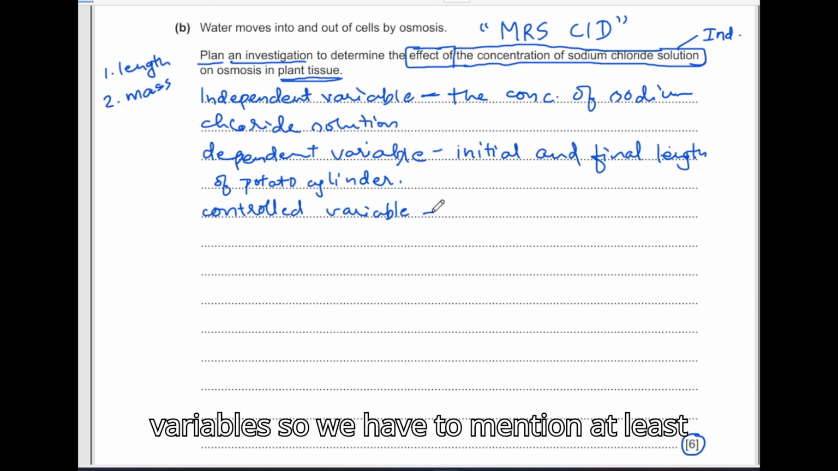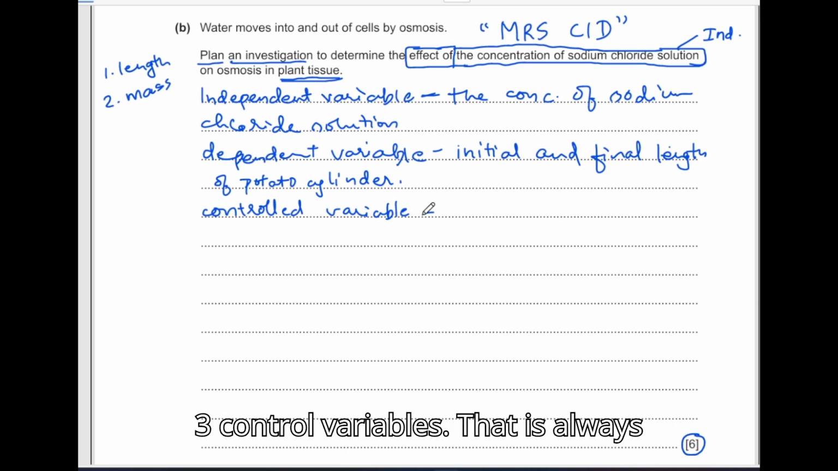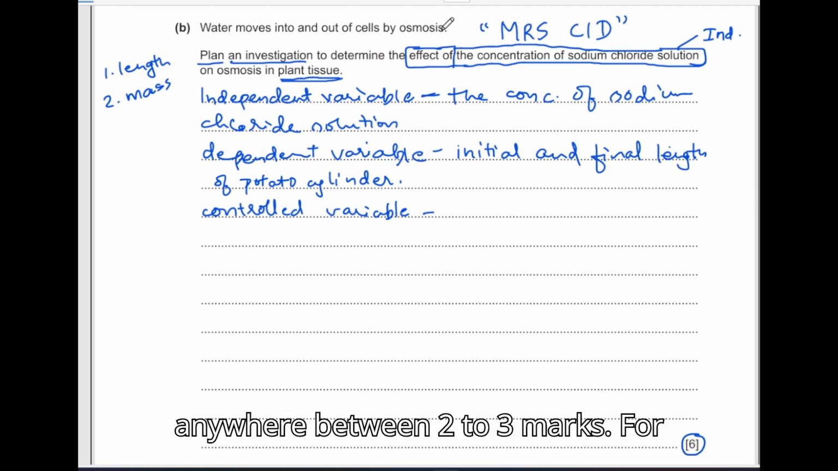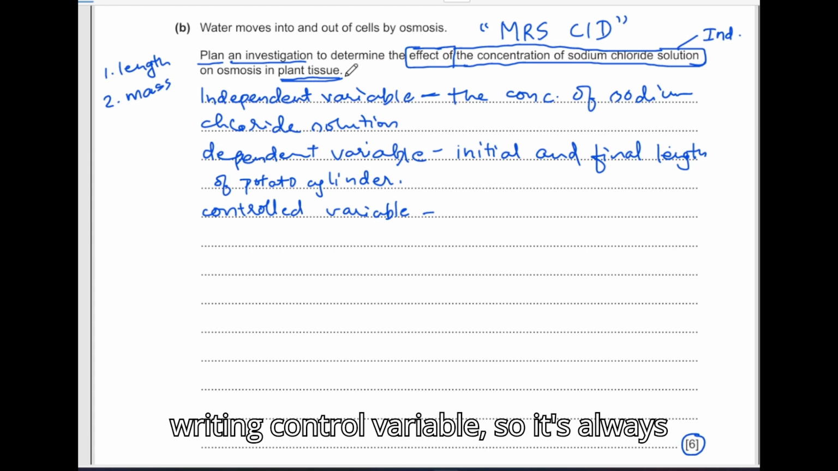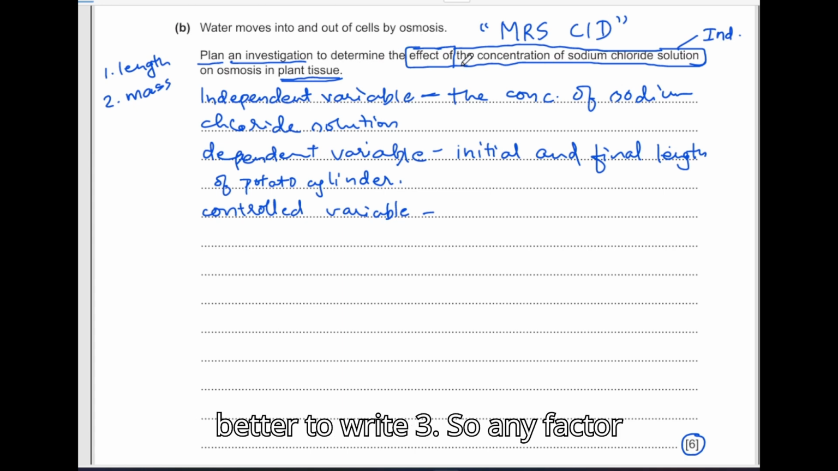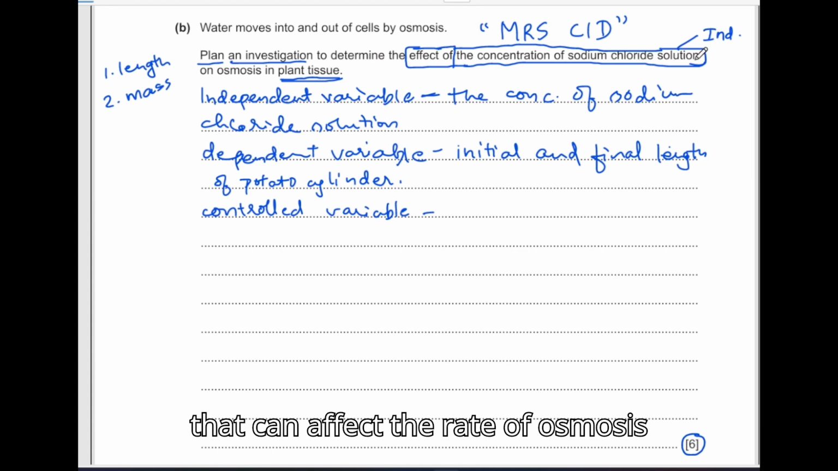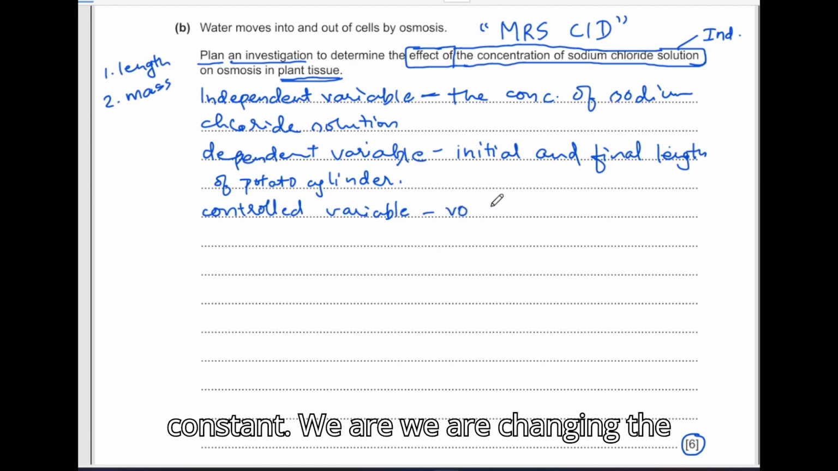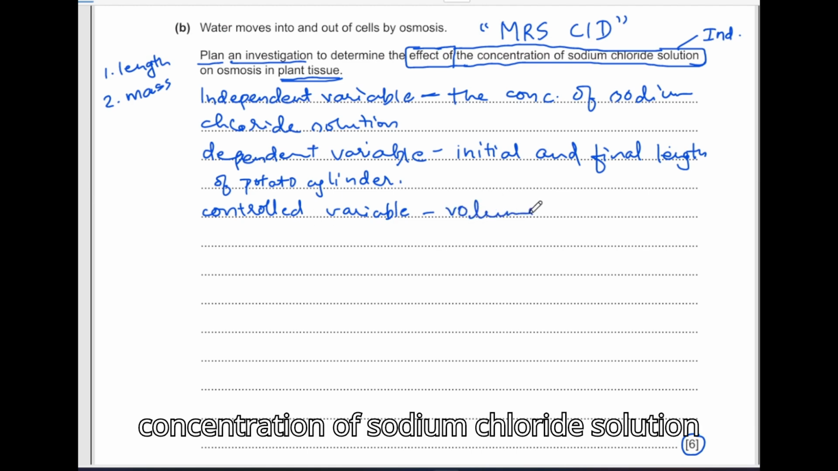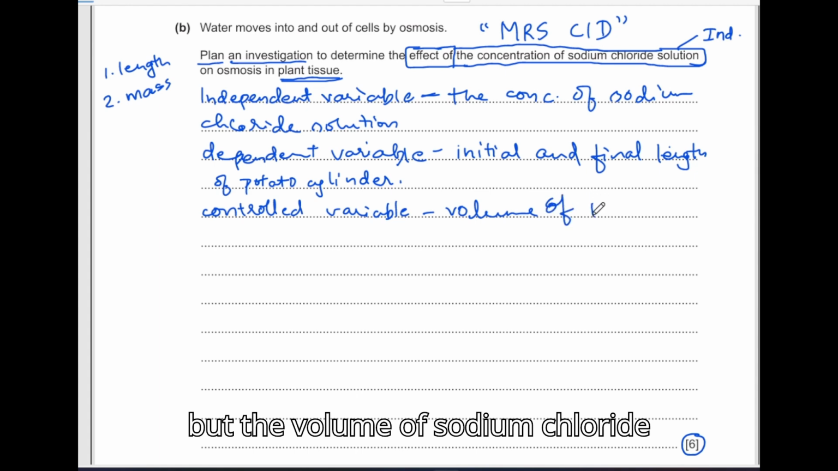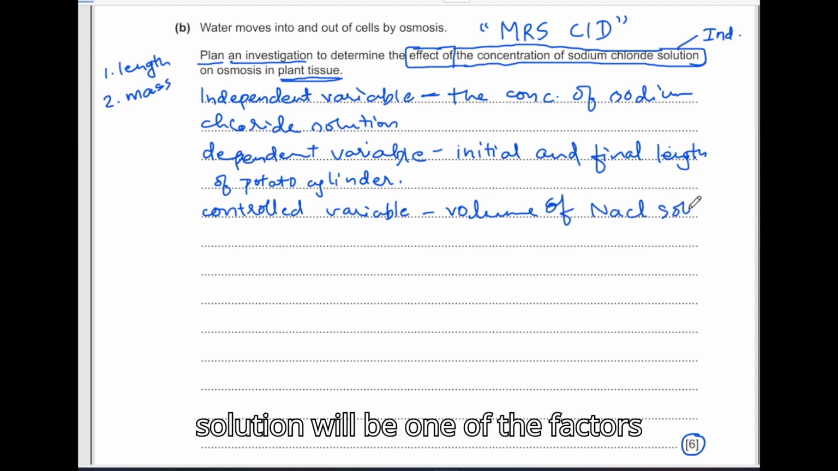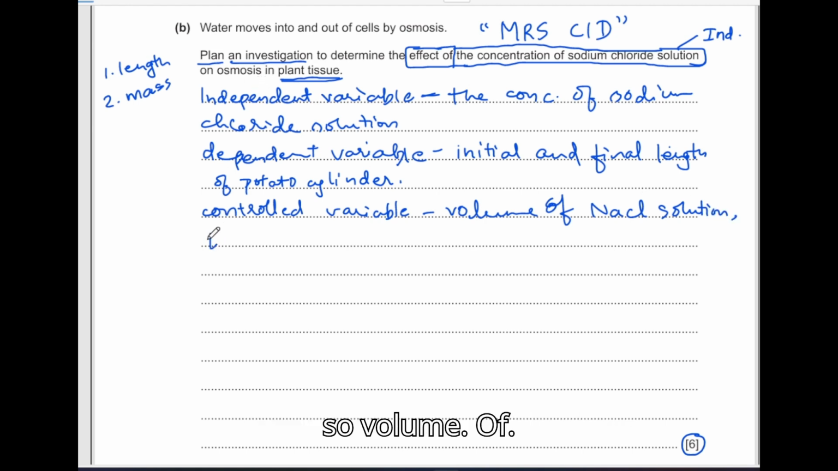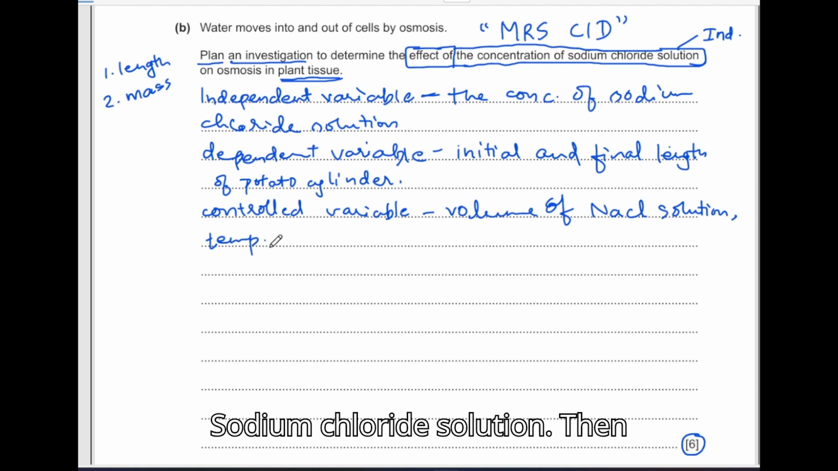Now, control variables. We have to mention at least 3 control variables, because the IGCSE mark scheme will give you anywhere between 2 to 3 marks for writing control variables. So it's always better to write 3. Any factor that can affect the rate of osmosis in the cells has to be kept constant. We are changing the concentration of sodium chloride solution, but the volume of sodium chloride solution is one of the factors that has to be controlled.